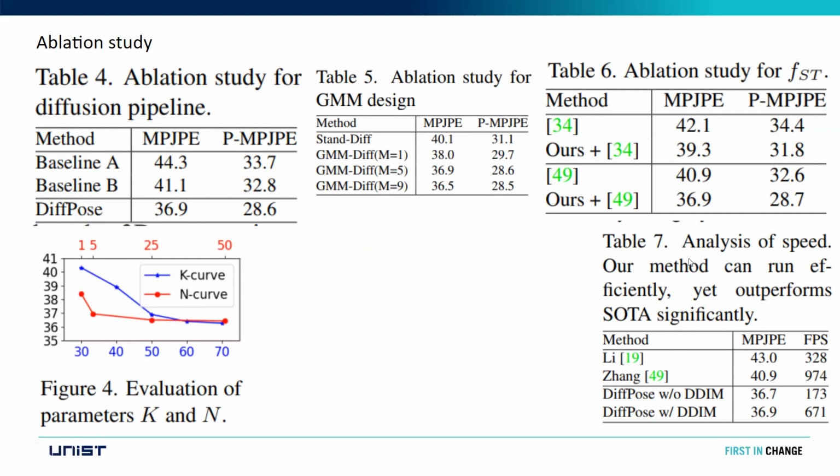And we have Table 7 that shows the analysis of speed. So as you can see, the FPS is pretty high, and this DDIM is an approach that can perform the reverse diffusion process in just 5 steps. So if they use this approach, the FPS is much higher than without using this DDIM.